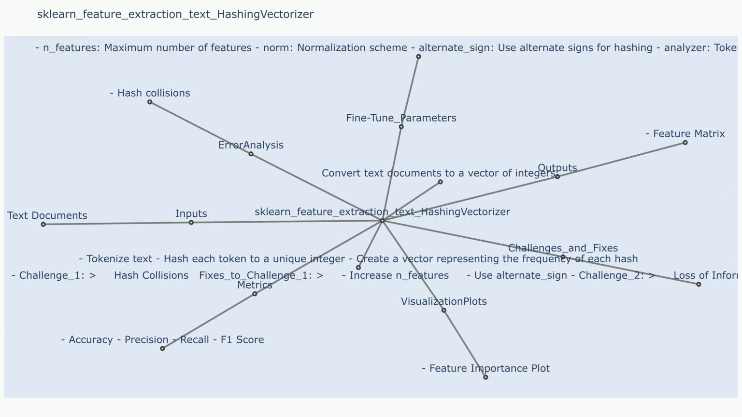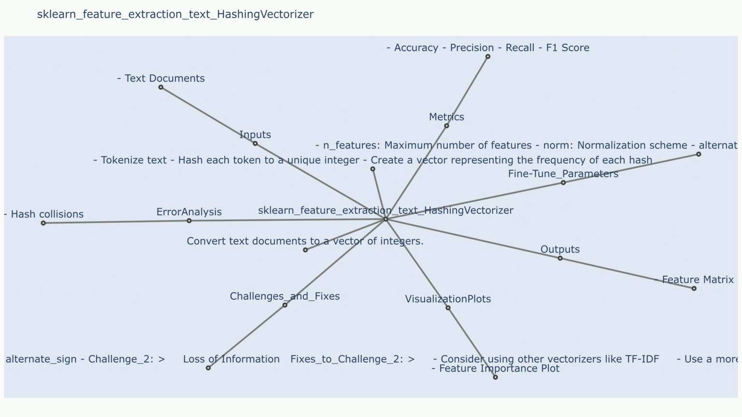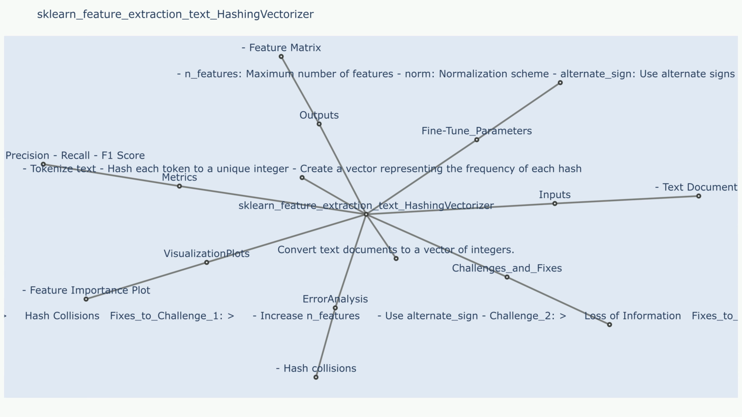Fine-tune parameters. n_features: experiment with different values to control the number of features and potentially affect model performance. Norm. Consider different normalization methods, L1, L2, none, based on the specific machine learning algorithm being used. ngram_range. Adjust the range of n-grams to capture different semantic relationships, e.g. unigrams, bigrams, trigrams.